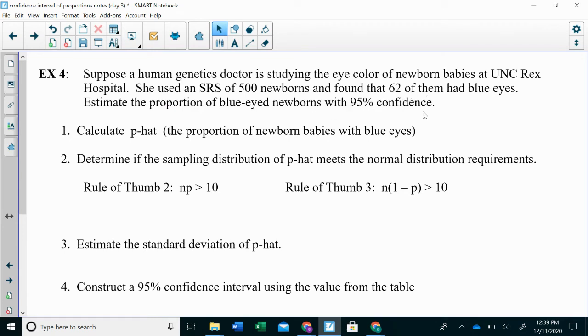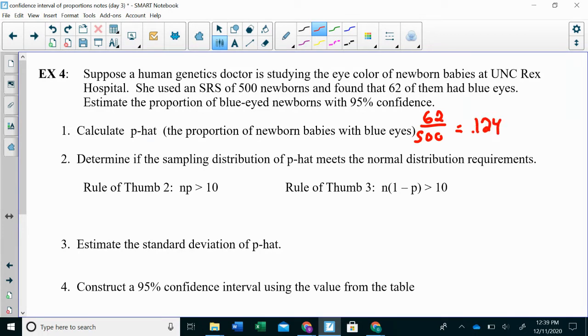All right. I will try to go through this a little bit faster now. So our p-hat proportion will be 62 newborns with blue eyes, 500 newborns in the sample size. 62 divided by 500 is 0.124. Rule of thumb number 2: 500 is the sample size times 0.124. Is that greater than 10? Yes.